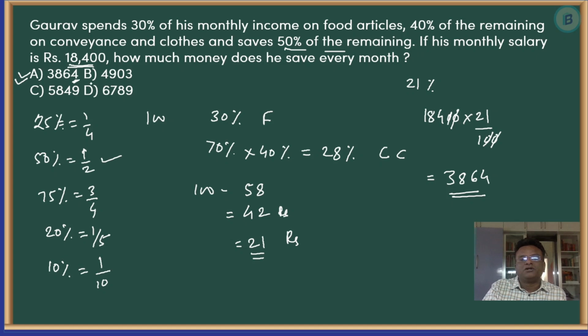I don't have to even do that because there is only one option with 4 in unit digit. I know that in this multiplication the unit digit would be 4. Okay, so pretty simple question again, right? Just to cover all this concept on how to convert percentage into fractions and how to use that in solving the problem, I have chosen this. Hope you understood it. Let us go to the next question.